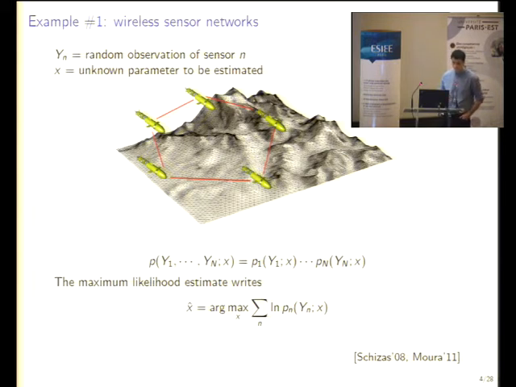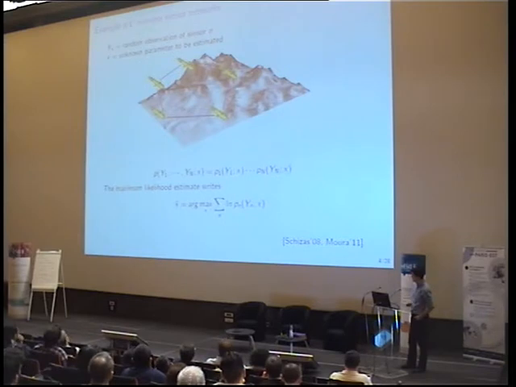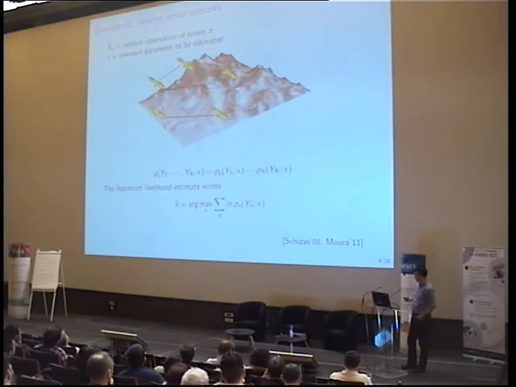So in the context of wireless sensor networks, we have a bunch of sensors, and each of them gathers some random observation vector. And the aim is to estimate some unknown parameter x, which represents the physical environment. So if you want to estimate x in the maximum likelihood sense, we will just write the likelihood function here, which is the probability to observe y1 to yN, the observations, given the parameter x. And provided that we make some independence assumption on the observations from one sensor to another, this likelihood function can be written as a product of the local likelihoods of the sensors.